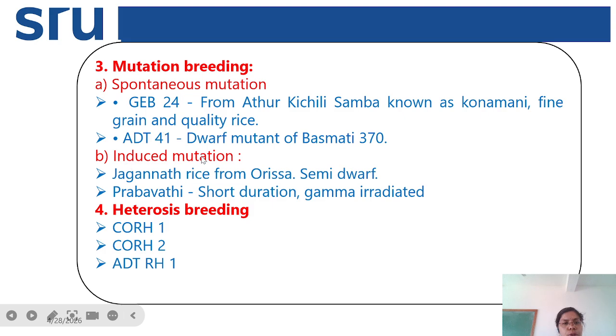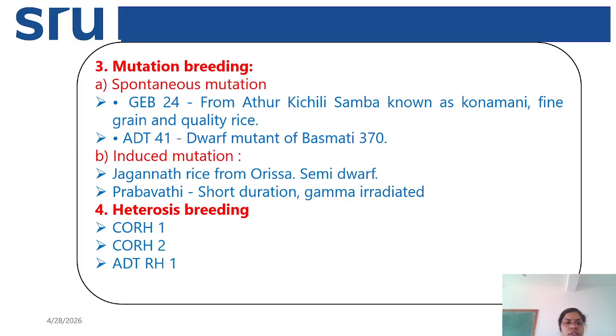And next is induced mutation. Through different chemical methods or through X-rays or gamma rays, we can induce mutation. Jagannath rice was developed in Orissa, which is a semi-dwarf variety. And next is Prabhavati. Prabhavati is a short duration variety, and it is a gamma irradiated mutant. And next, coming to heterosis breeding.